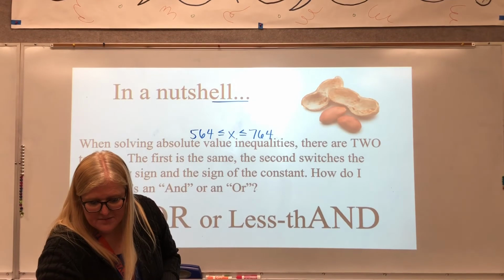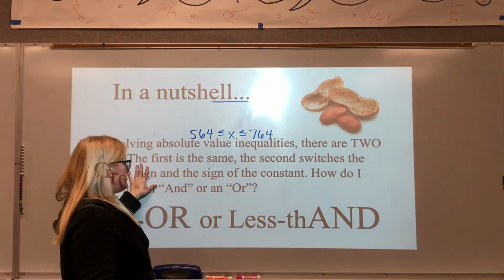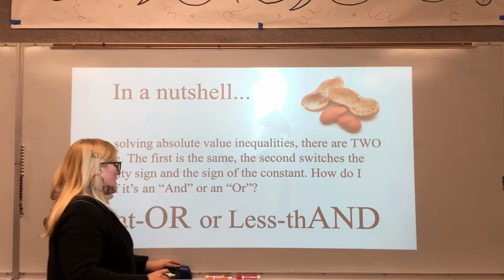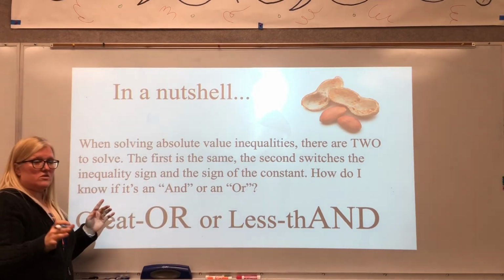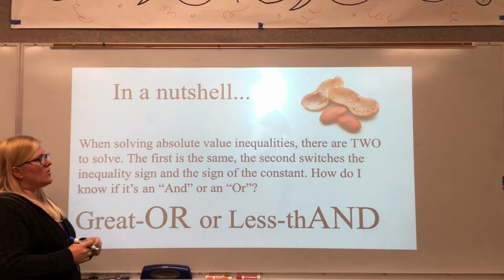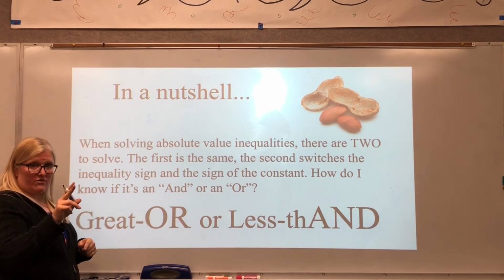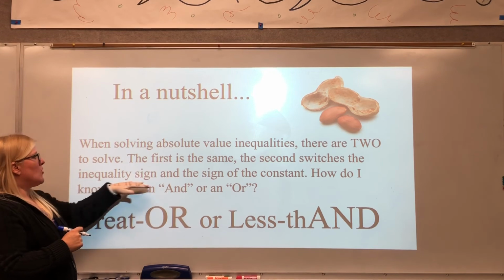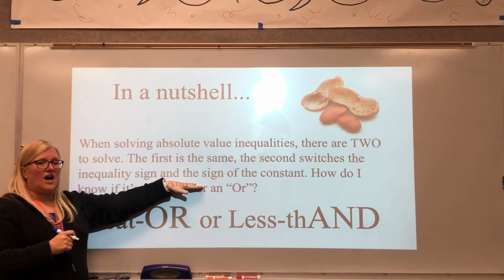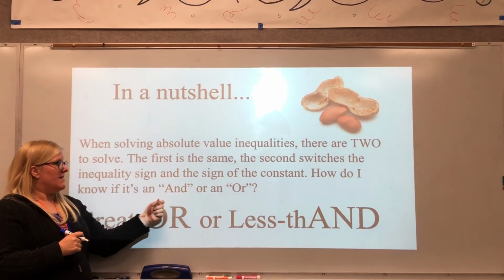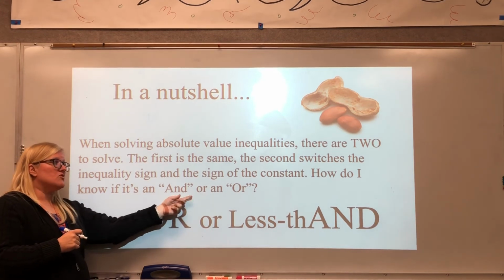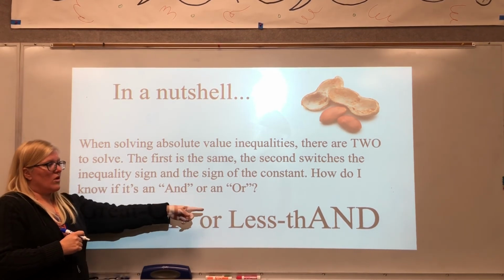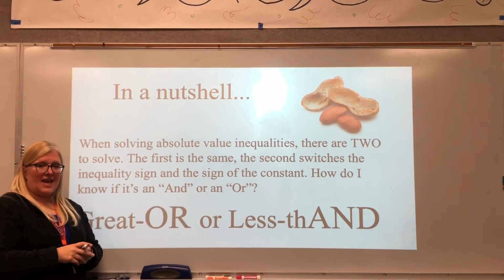All right, so in a nutshell, basically, I've got this in your notes. When solving absolute value inequalities, there are two to solve. The first is the same. The second switches the inequality sign and the sign of the constant. Okay? How do I know if it's an and or an or? Greater or less than. Okay?